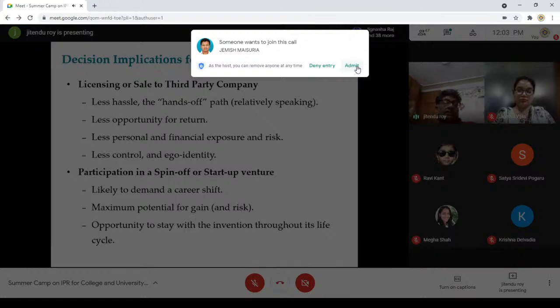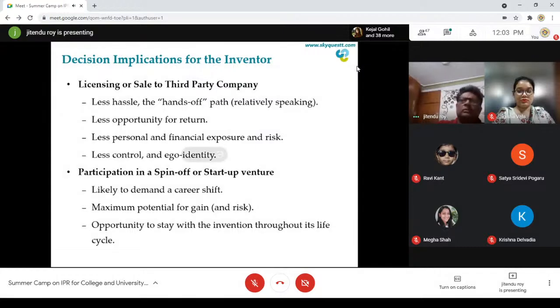But if you participate in a spin-off, it might require a career shift. You have to get involved with those companies, but then you again have a potential for a huge gain. अगर वो successful हो गया तो सारा आपका, अगर fail हो गया तो पूरा risk आपका. Opportunity to stay with the invention throughout its life cycle. Then you are along with that invention because it was a baby, and you can give it direction the way you want it. So then दूसरे के हिसाब से नहीं चलना पड़ता.